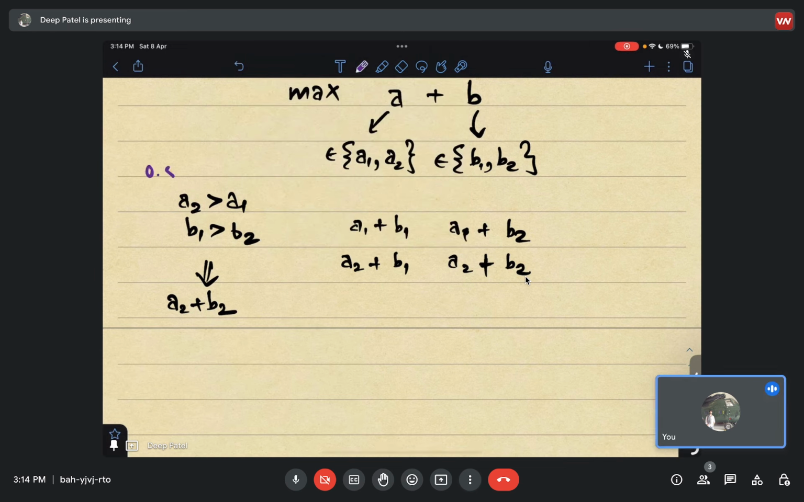Let's say 0.5 minus 0.2, minus 0.8, minus 2. I'm not sure if this example will work, but let's see. So let's say these are the values in that. Let's see if this example works or not.